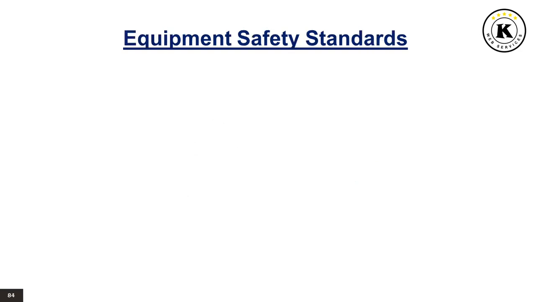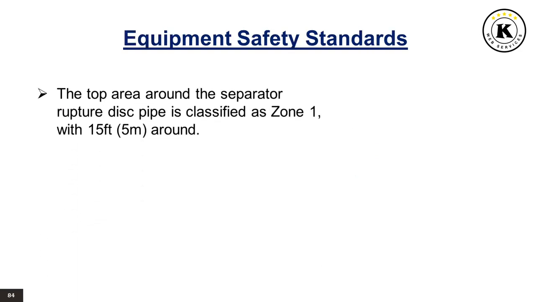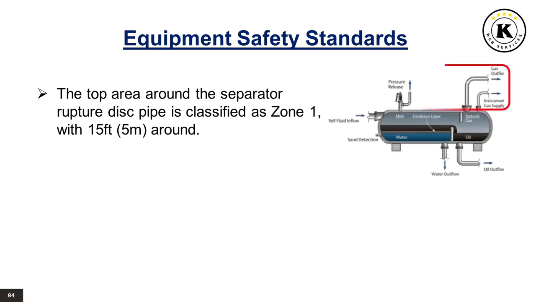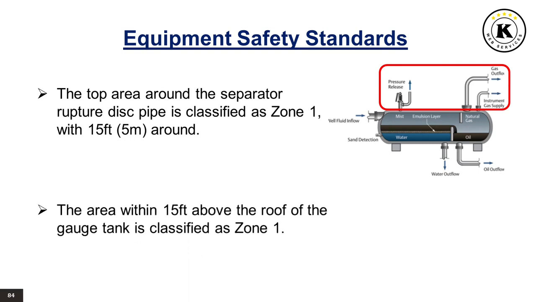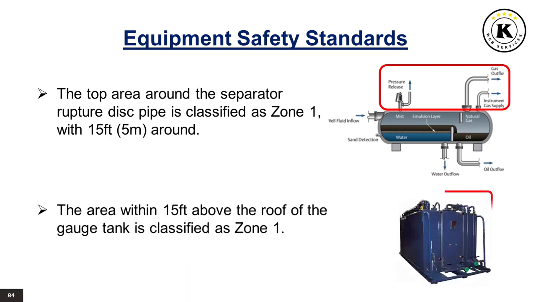Equipment safety standards. The top area around the separator rupture disc pipe is classified as Zone 1, with 15 feet or 5 meters around. The area within 15 feet above the roof of the gauge tank is classified as Zone 1.